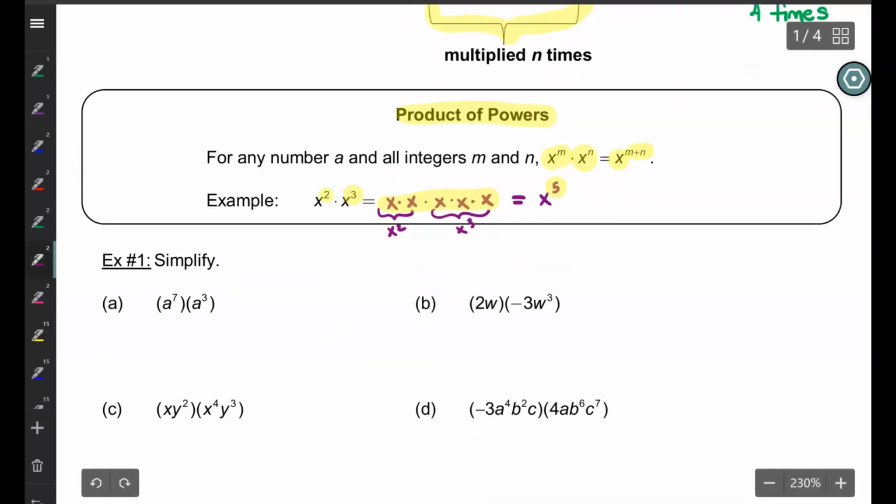Okay, so let's take a look at some examples. We have a to the 7th times a to the 3rd. So we're going to add the exponents, 7 and 3. So we get a to the 10th.